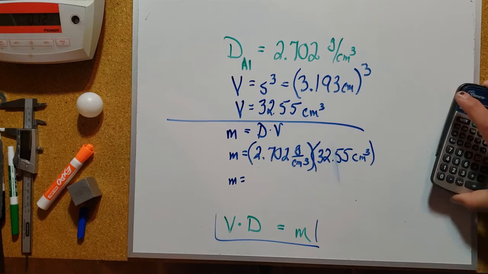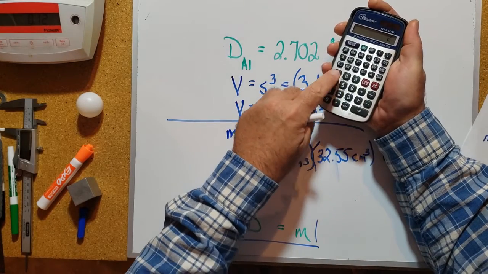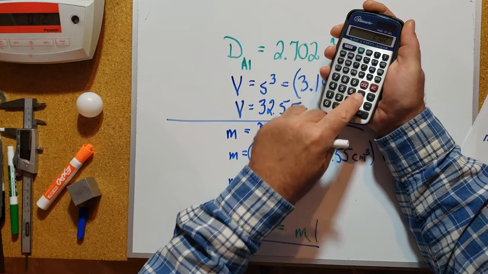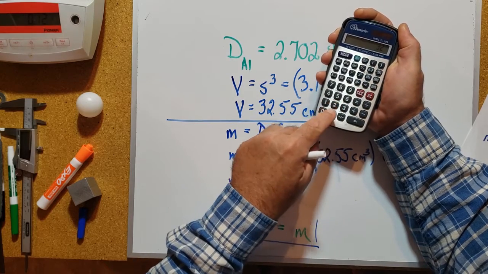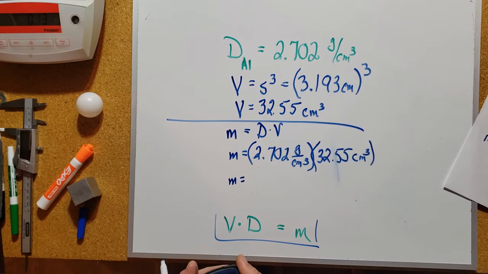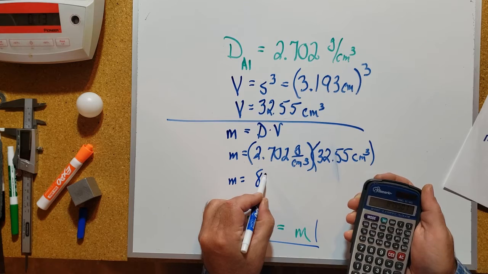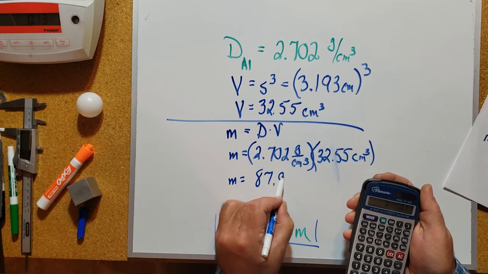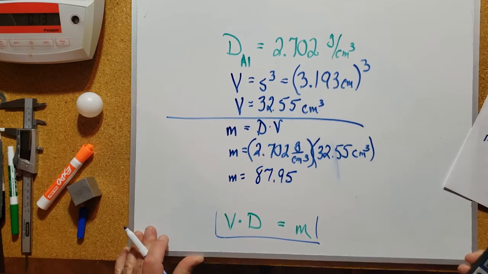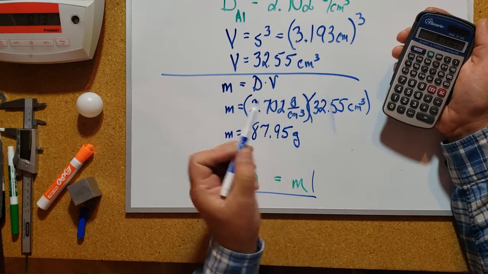Now, when I multiply those together, 2.702 multiplied by 32.55, I get 87.95. Now, what are my units? All right, well, it's a mass, so it should be in grams.